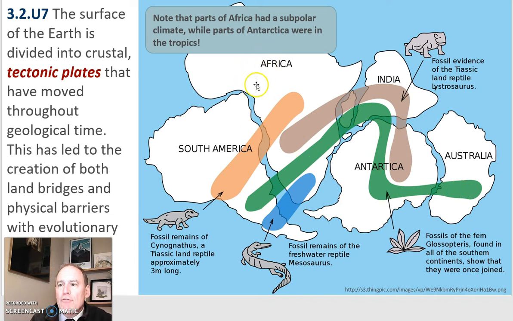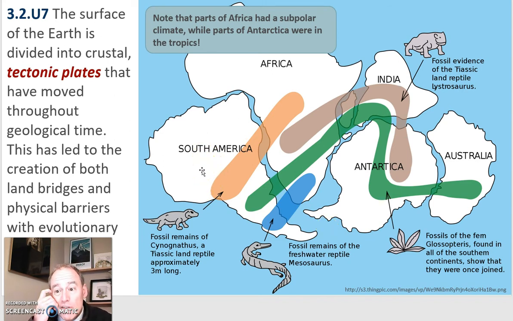By the time just Africa and South America were connected, we can see the fossil remains of this land reptile are found on both. In the same way, there are rocks here and here that match each other in type and age, and this is where the plate boundary is, where you see the blue. But originally they would have been able to move between. And so this also shows how we get isolation.